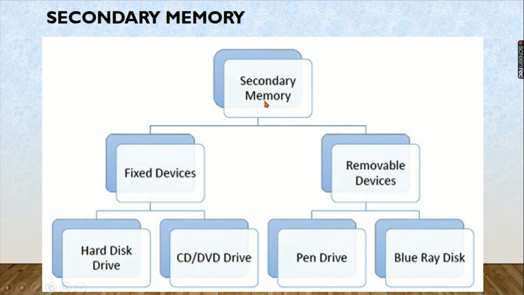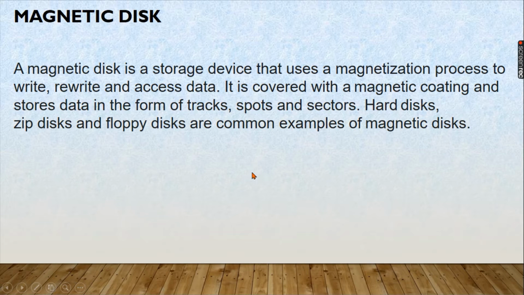As we can see in this hierarchical diagram, there is secondary memory and it is divided into two types. One is fixed devices and the other one is removable devices. In fixed devices, we have hard disk, CD, DVD, and in removable devices, we have pen drive, which is also called USB or flash drive, and the other one is the Blu-ray disc. So today we will discuss some fixed devices: hard disk, CD, DVD, and so on. So let's start.